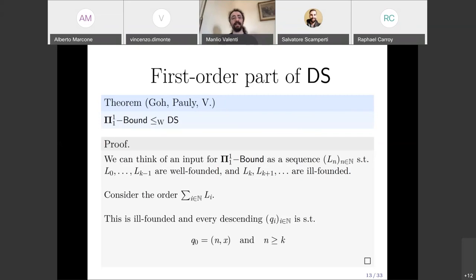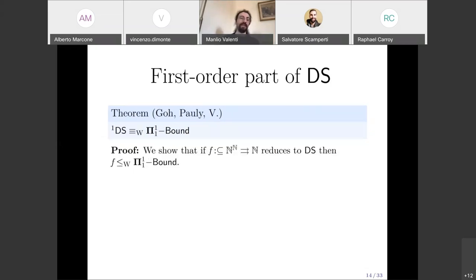Now what happens is that, first of all, this is going to be ill-founded, of course, but moreover, every descending sequence has to be such that its first element has to be a pair n, x, and n has to be large enough so that you have a descending sequence below this point. So it has to be in the ill-founded part of the order, and therefore n has to be at least k. And therefore, to get a bound for your original problem, you just return n. So this was the easy part.